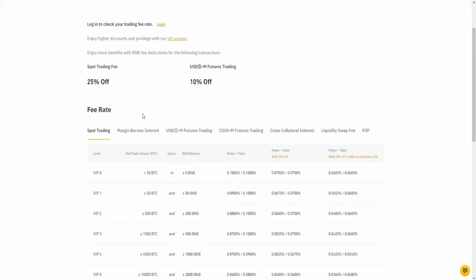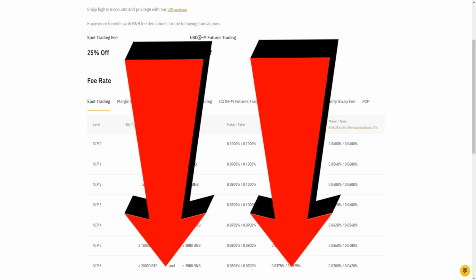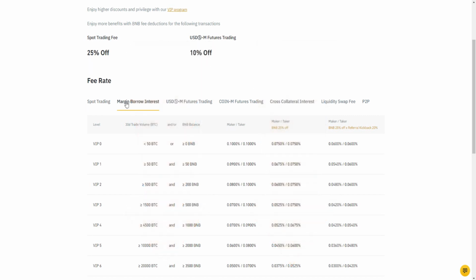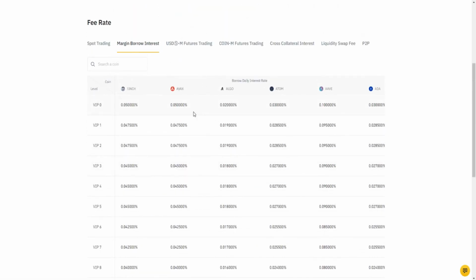So there are actually multiple different trading protocols we can use inside of Binance, including Binance futures trading. There are also fee rates depending on how much you borrow, and the interest rates. As you can see, the different rates are right here for this category as well.